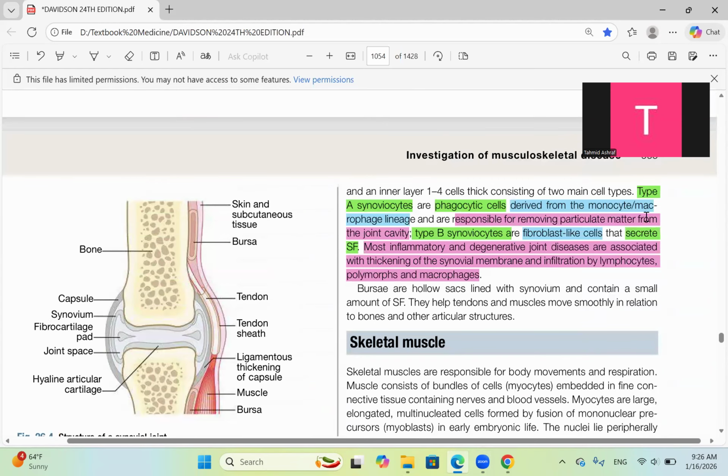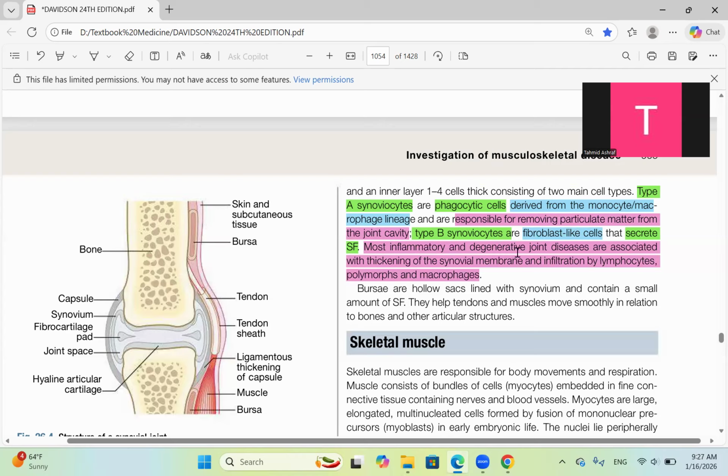The cells of the synovial cavity are called synovial cells or synoviocytes. Those are phagocytic cells, and they are derived from the monocyte-macrophage lineage. We have learned about another multinuclear cell, the osteoclasts, previously. Type A synoviocytes are responsible for removing particulate matter from the joint cavity, so they are like macrophages. Type B synoviocytes are fibroblast-like cells that secrete synovial fluid.